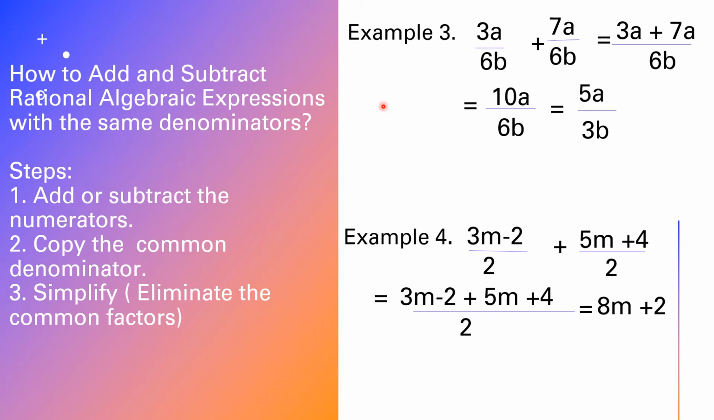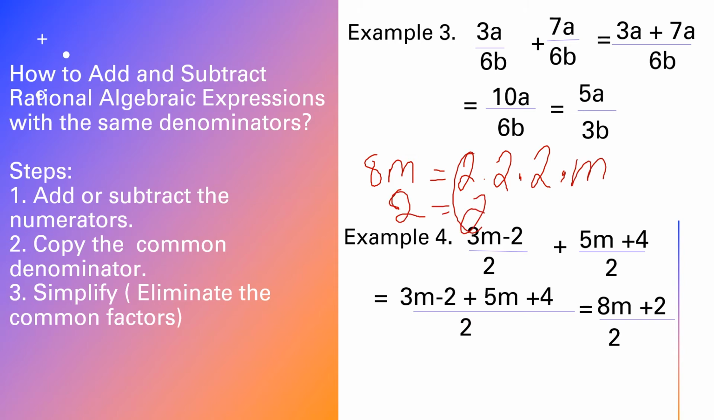Now, we can factor 8m plus 2. Okay, don't forget the denominator 2. So let's factor 8m plus 2. This is now 8m is equal to 2 times 2 times 2 times m. And then we have 2, which is simply 2. So we have now 2 as the GCF, or what we call the common monomial factor. So that GCF, you're going to put it here, outside the parentheses.